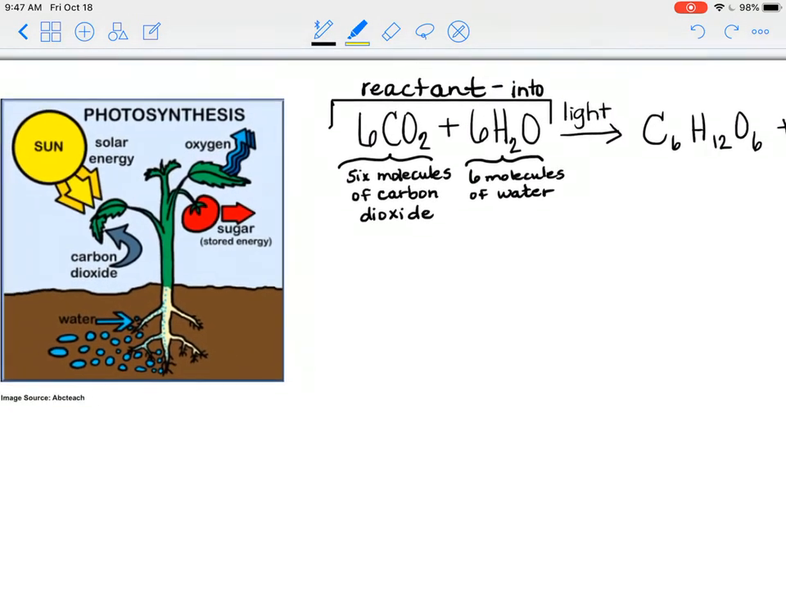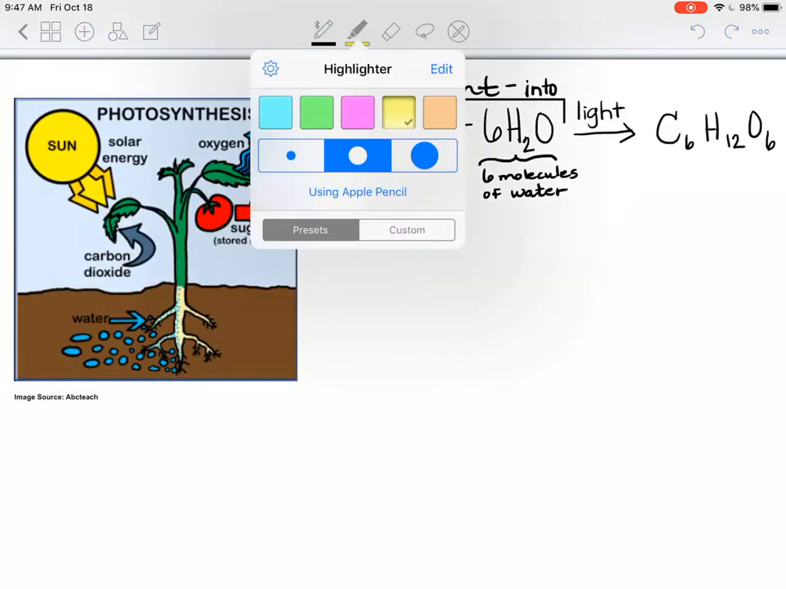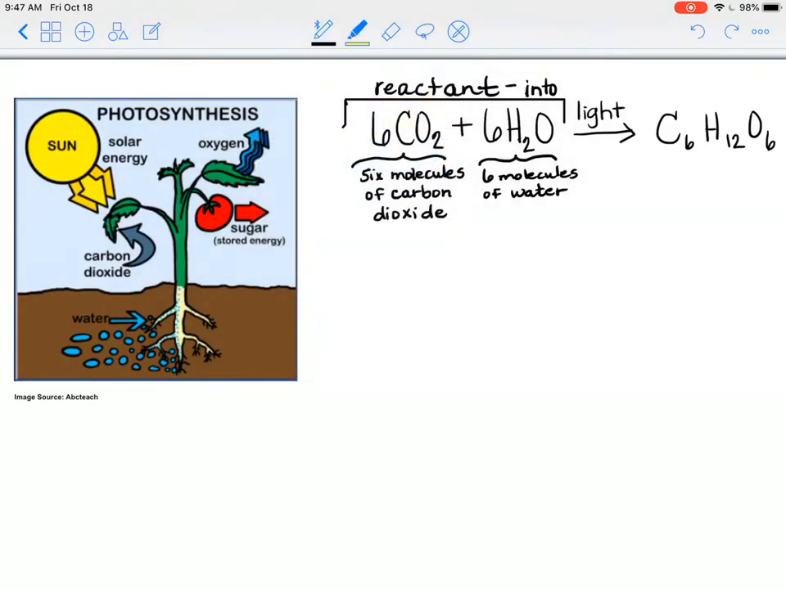Okay, then we have the sunshine, the presence of sunlight, and that is why plants must have light. This process cannot occur unless the sun or some light source is present.